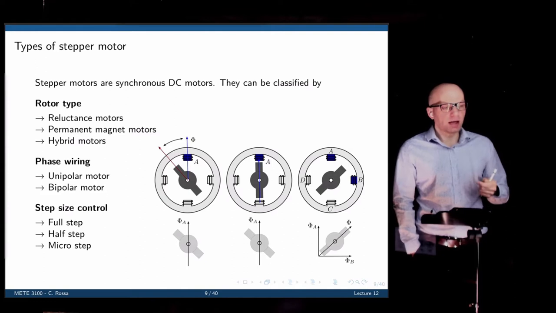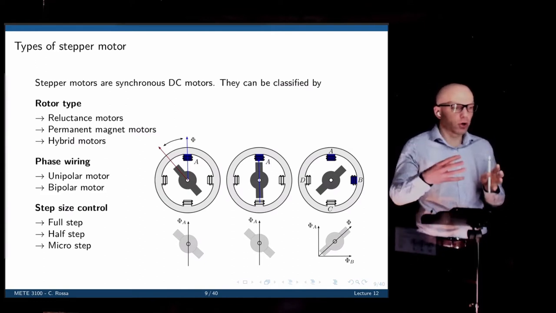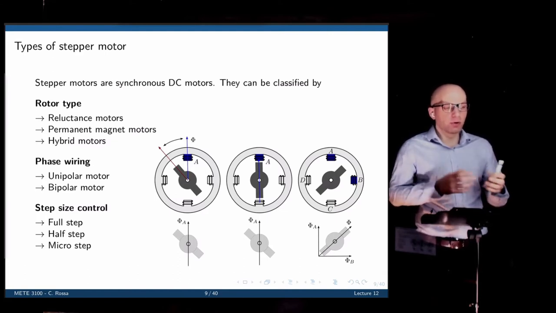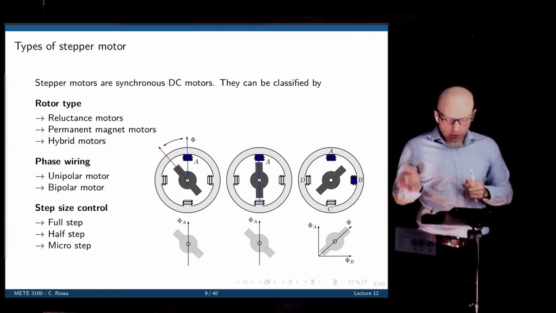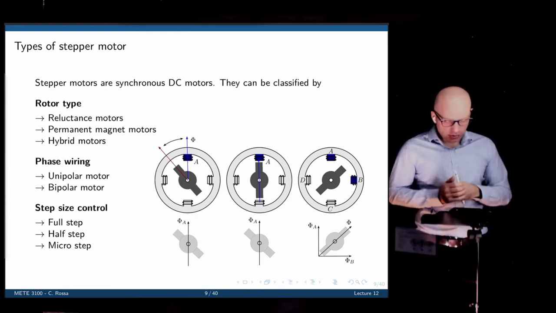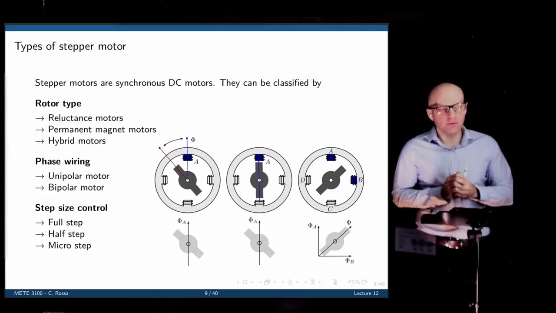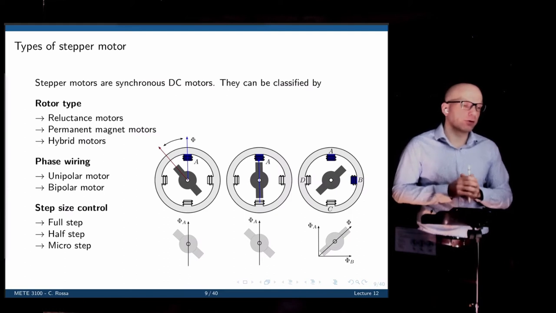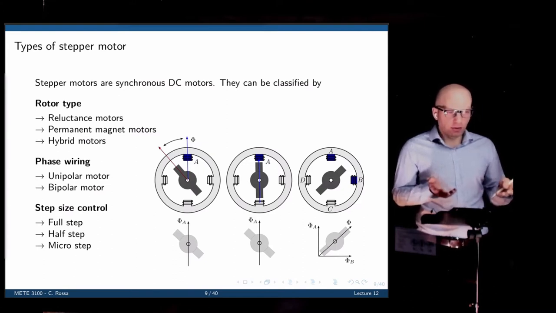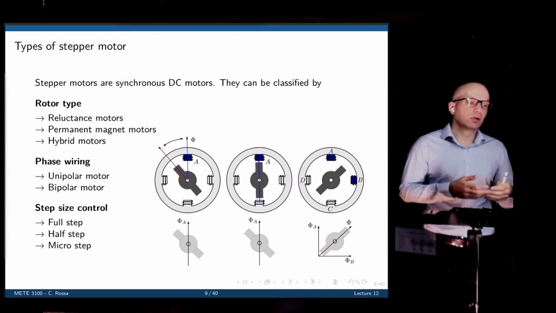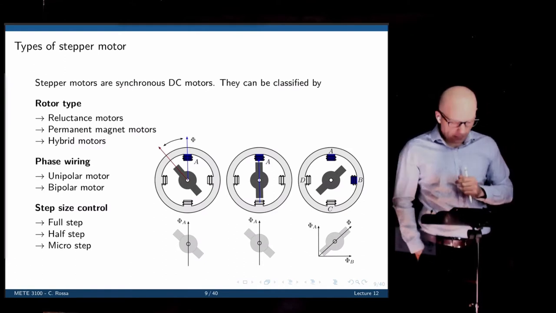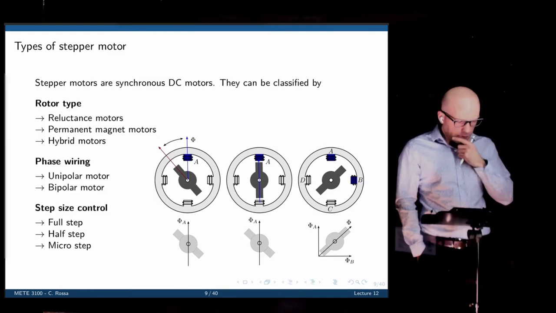We can classify them by rotor type, as a reluctance motor, where the core is simply a ferromagnetic part, a permanent magnet motor, where now the rotor becomes a permanent magnet, or hybrid motors, where you have a combination of both. We can also classify them based on how they are wired, as unipolar or bipolar motors. And you can also classify them based on their motion accuracy or the size of each step: full step, half step, or micro step. So the principle of operation is relatively simple again. Now our job will be to define the sequence of actuation to ensure a continuous rotation, also calculate how accurate, what is the minimum step that the motor can take. And that's what we're going to see next.